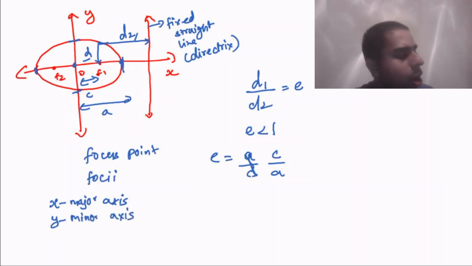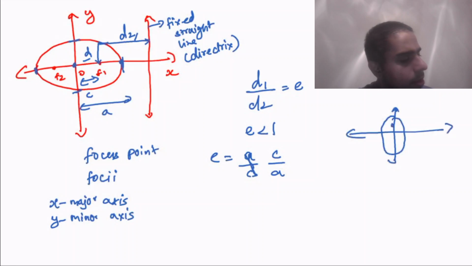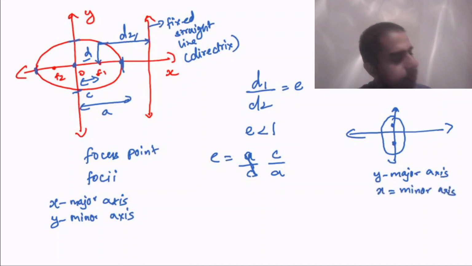What if we have an ellipse like this, with focus points lying on the y-axis? Then y becomes the major axis and x becomes the minor axis, right?